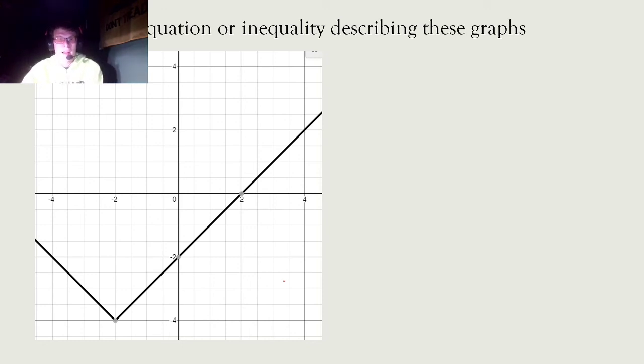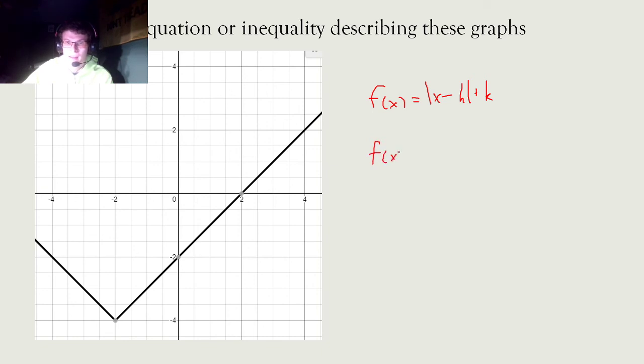Write an equation or inequality describing these graphs. So again, we have an absolute value equality. So this equality we can easily determine. First off, f of x equals the absolute value of x minus h plus k. Just to give you that idea. First off, let's find our k. Equals the absolute value of x minus, we're going to have an h, so I'm going to prepare for that.